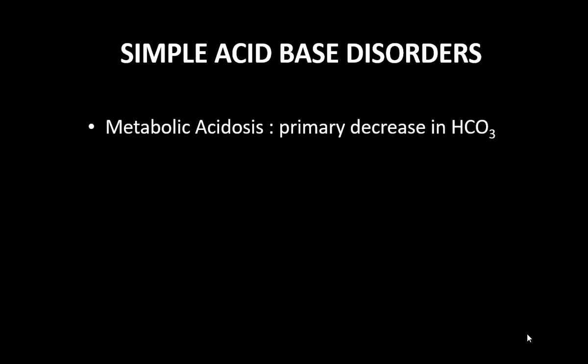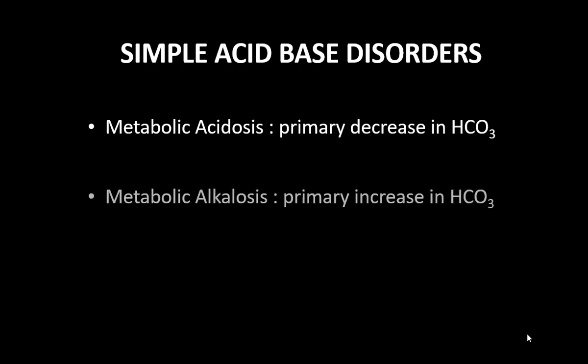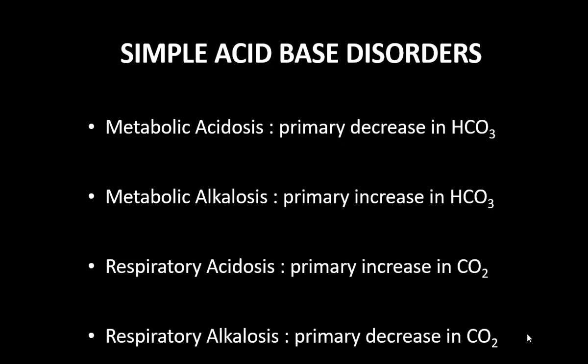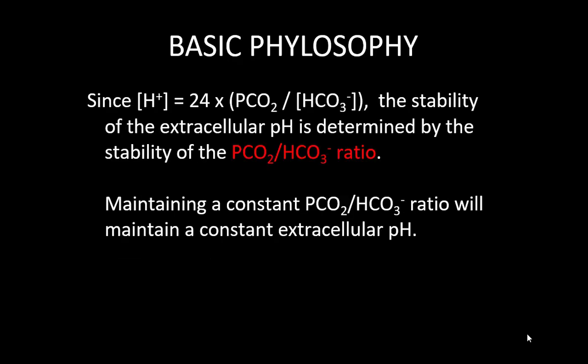So in metabolic acidosis, there is a primary decrease in the bicarb. Any doubt about this statement? No? Metabolic alkalosis, primary increase in the bicarb. Respiratory acidosis, primary increase in the CO2. Respiratory alkalosis, primary decrease in the CO2. So if you remember these four statements, 50% of the battle has already been won. This is basic physiology.